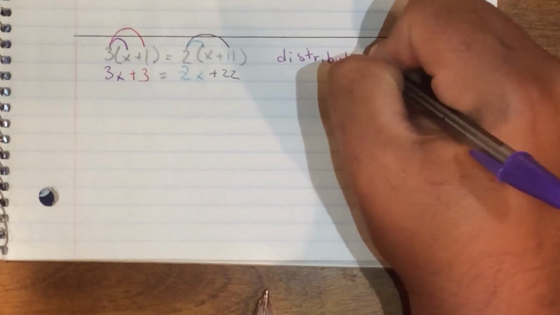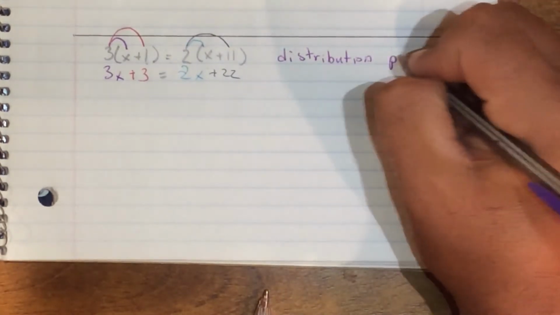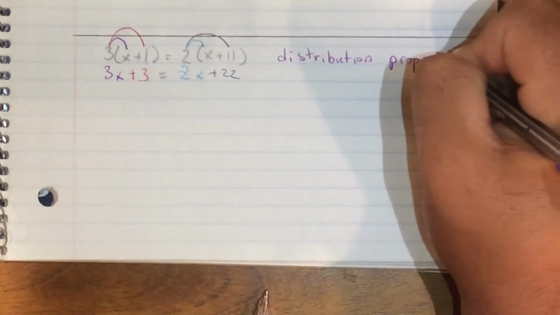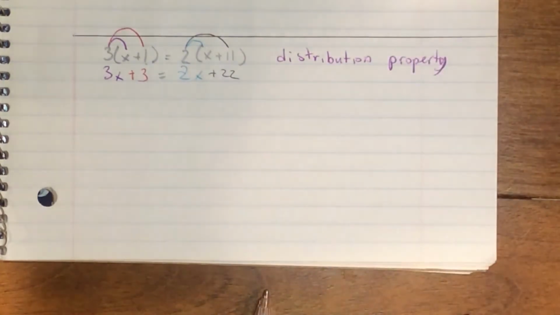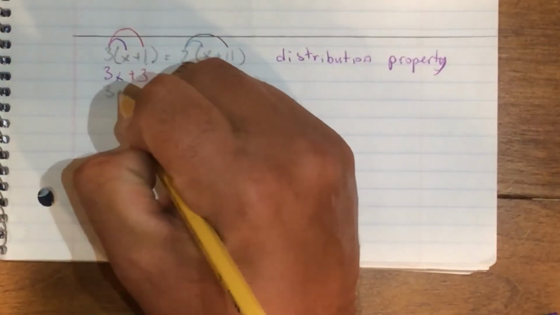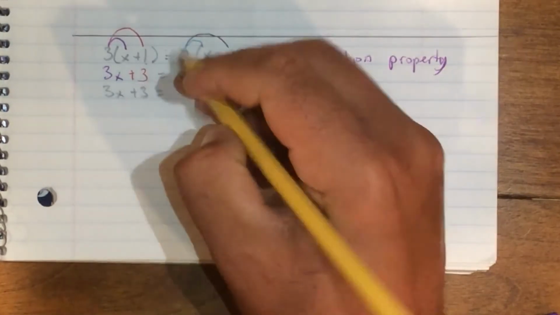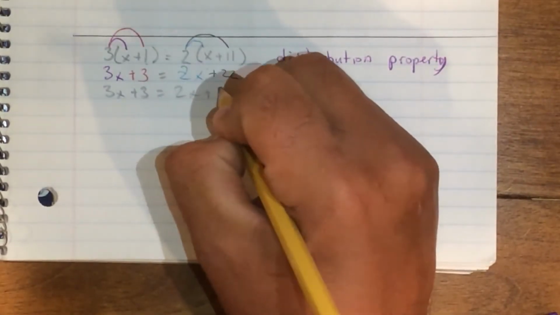Distributive property. Oops, there we go. So I'm just going to go ahead and rearrange this, not so colorful. So we have 3x plus 3 is equal to 2x plus 22.